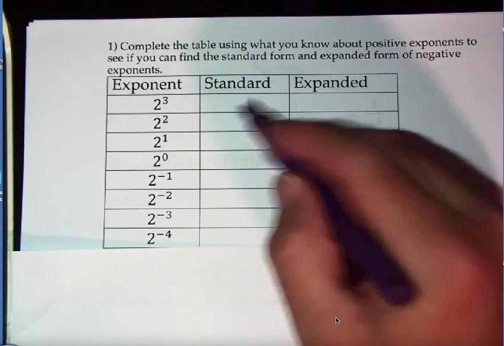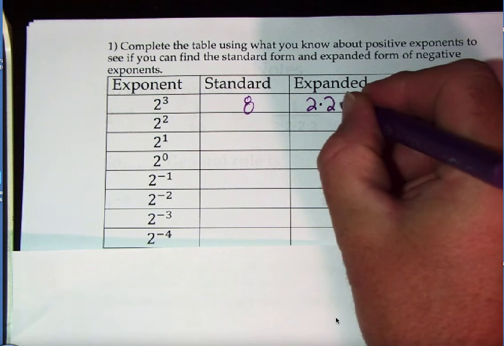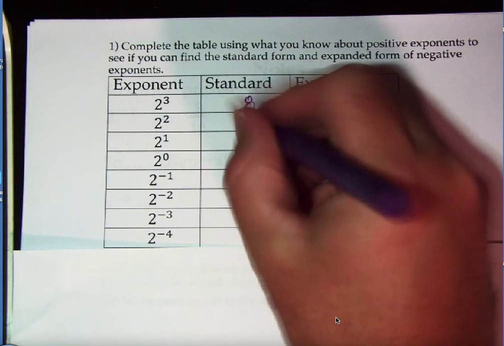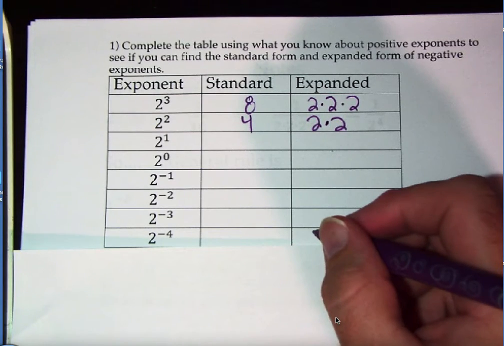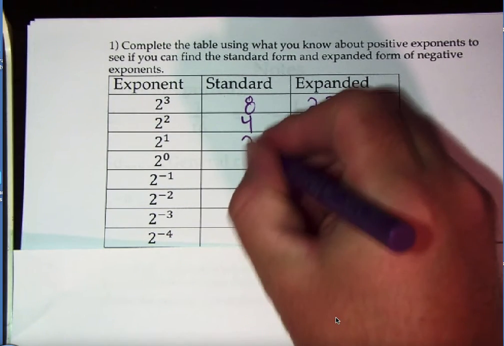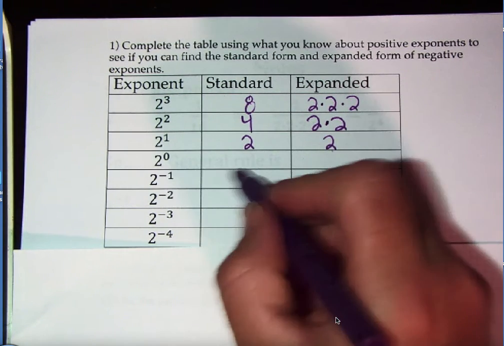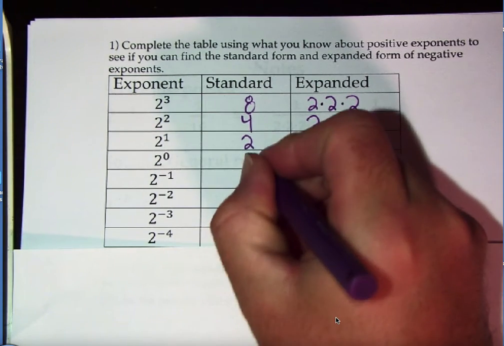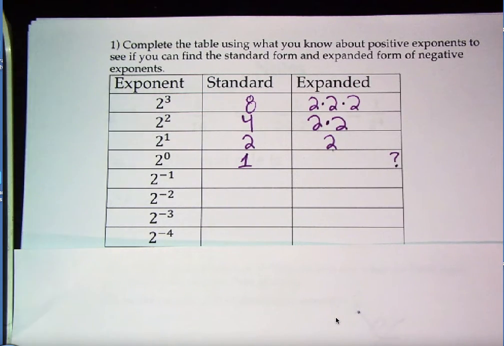So I'll help you. 2 to the 3rd is 8. And an expanded form is 2 times 2 times 2. So we're going to add that. 2 squared is 4 because it's 2 times 2. 2 to the 1st, 2 and 2. 2 to the 0, well, we talked about it a second ago. What's anything to the 0 power? It's 1, right? Expanded form, we'll kind of talk about it. We haven't figured out what expanded form of 2 to the 0 is.